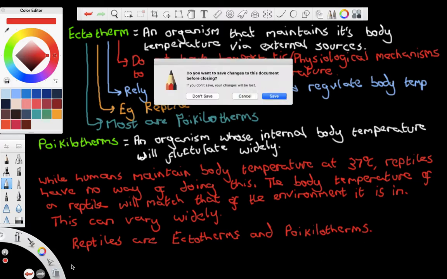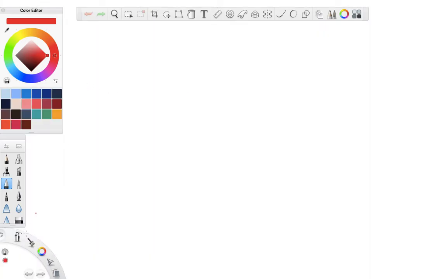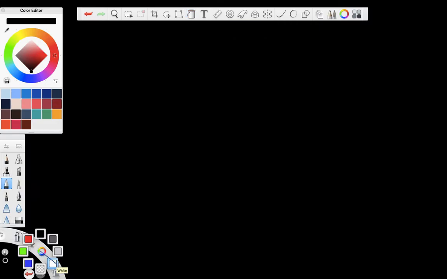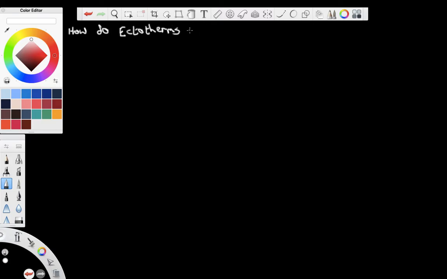So, the question is, how do reptiles actually maintain their body temperature? And that's going to be the subject of this next part. So, how do ectotherms regulate body temperature?